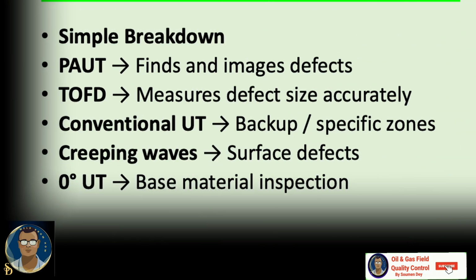Simple breakdown: PAUT finds the image defects, TOFD measures defect size accurately, conventional UT is a backup for specific zones, creeping waves for surface defects, and 0 degree UT. If there is a lamination, we use 0 degree probe or normal probe.